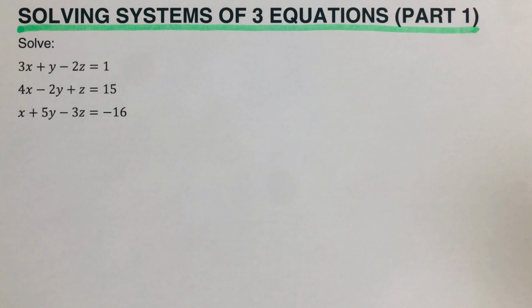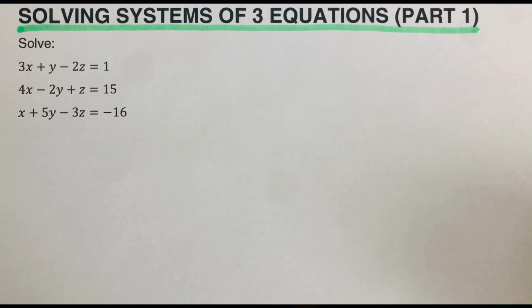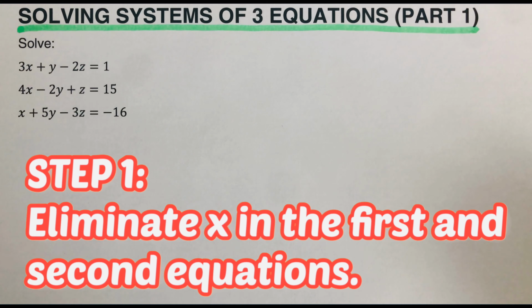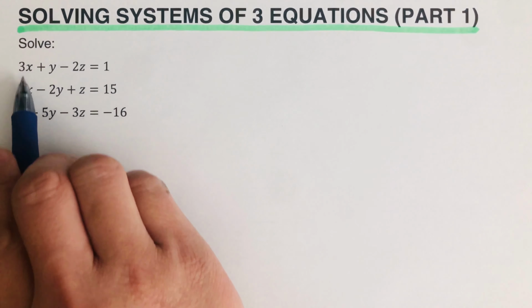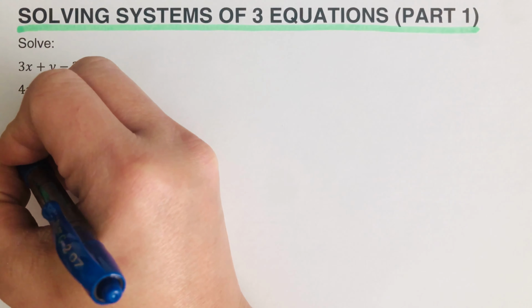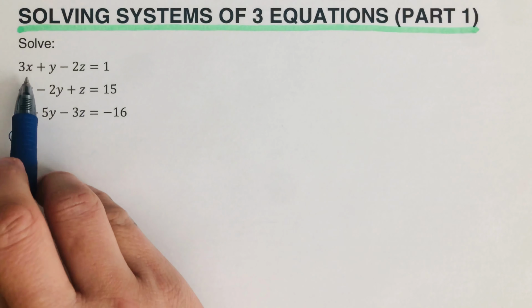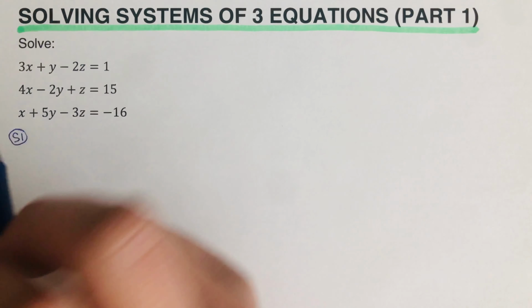There are steps that we need to follow in order to solve this system of three equations. The first step is to eliminate x in the first and second equation. So this is the first equation and this is the second. I'm going to label this as step 1 right here. In the first step, we are going to eliminate the x in these two, so I'll write that up here.